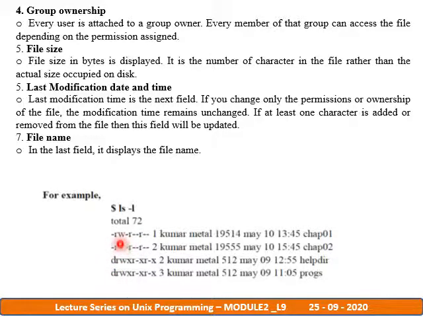Next is associated with the file permission. This is file type, and next file permission. File permission will be grouped in terms of user, group, and others. So for users, three permissions are given: read, write, and execute. Same thing with others and groups.